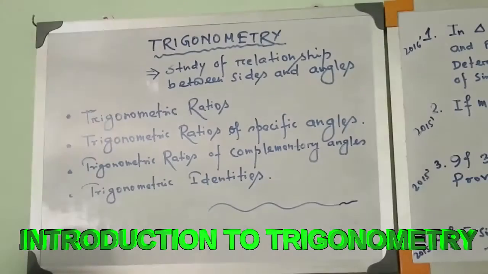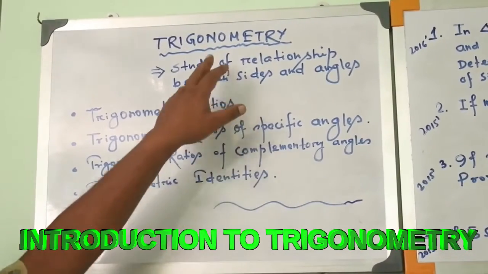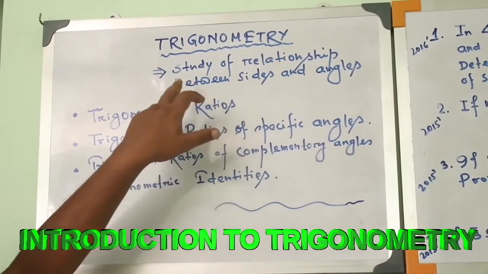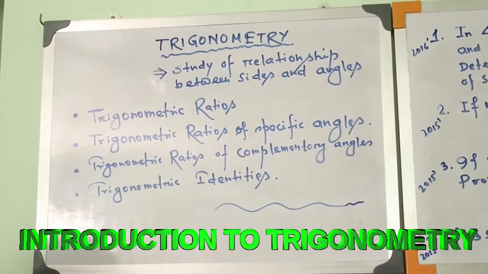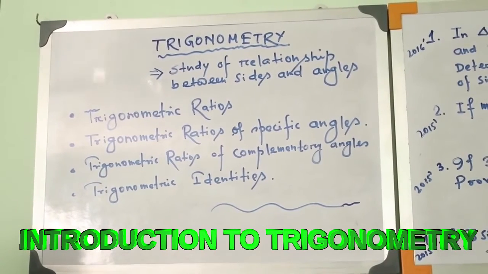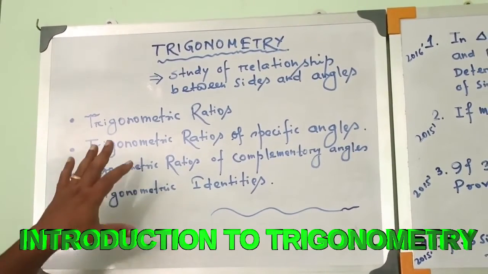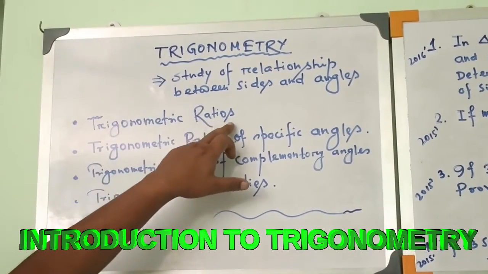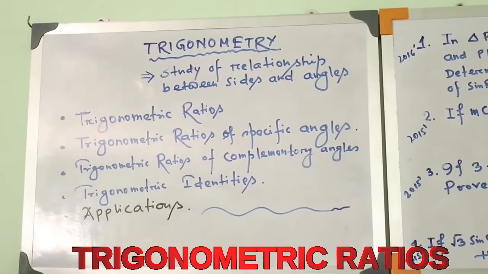Today I will discuss the chapter trigonometry. Trigonometry is basically the study of the relationship between the sides and angles of a triangle. First, I will cover trigonometric ratios.